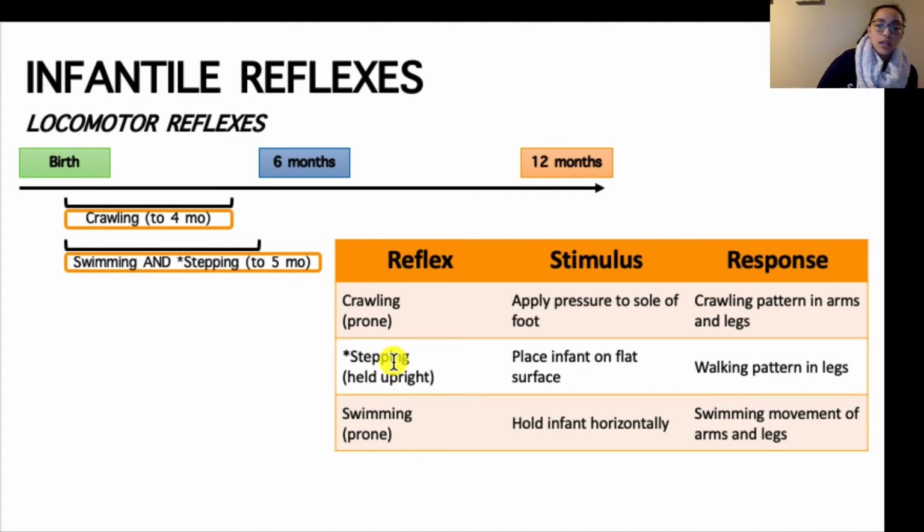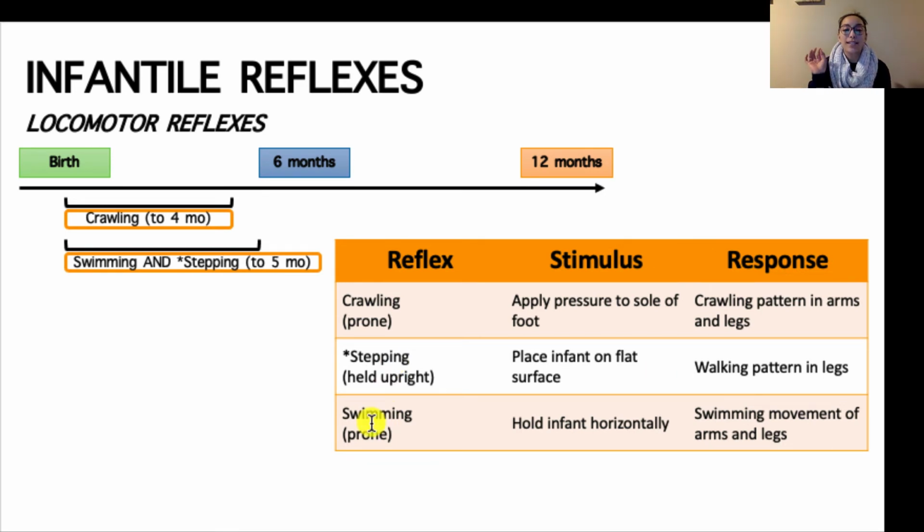Swimming reflex, the starting position is prone. The stimulus is if you hold an infant horizontally. The response is that they start swimming movements with their arms and legs. I really wanted to put a gif of a dog, like when you hold them over water, they start doggy paddling.